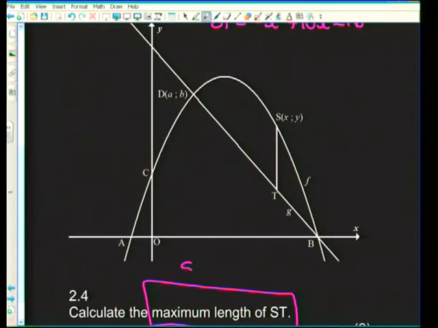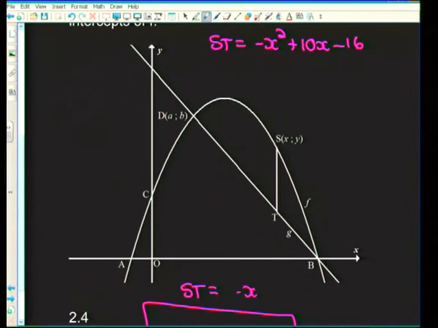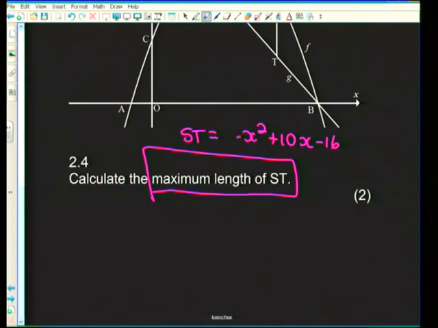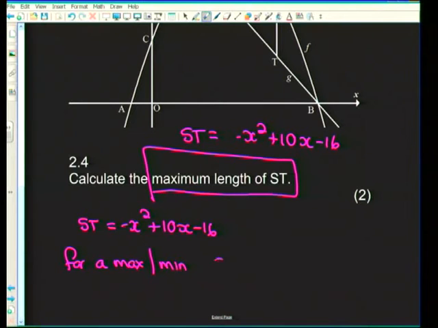So we know that ST is minus x squared plus 10x minus 16. Okay. Right, now what does calculus say to me? Well, it says to me if I want to find a maximum or a minimum, so for a max or a min, we would take the derivative and put it equal to 0.